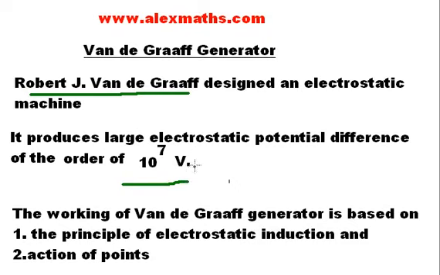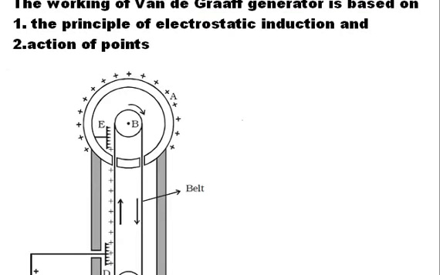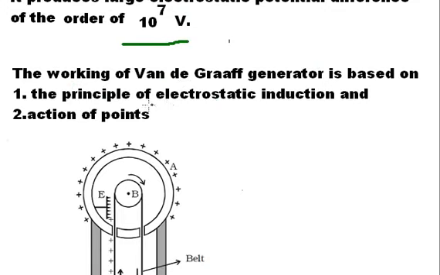Robert J. Van de Graaff designed it, and it produced a large electrostatic potential difference of the order of 10 power 7 volt. Now let us see what is the working principle. This Van de Graaff generator is based on two principles. One is the principle of electrostatic induction and the action of points.